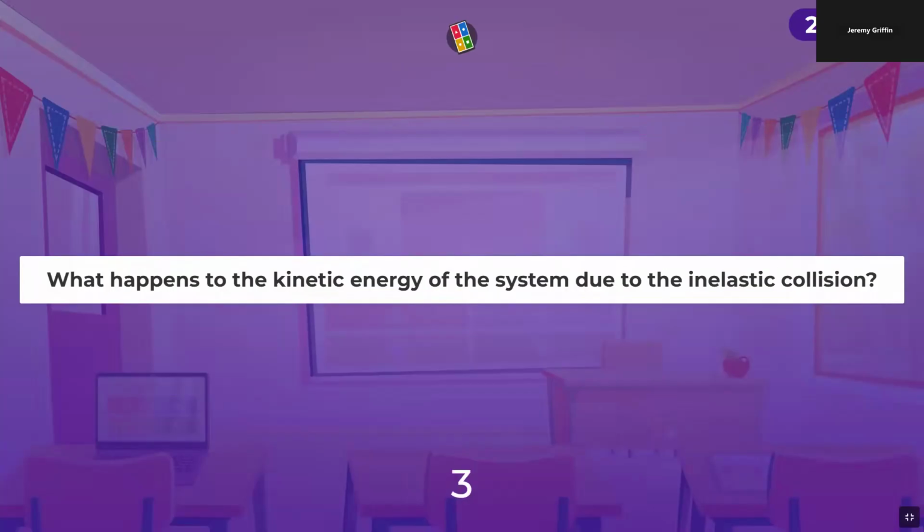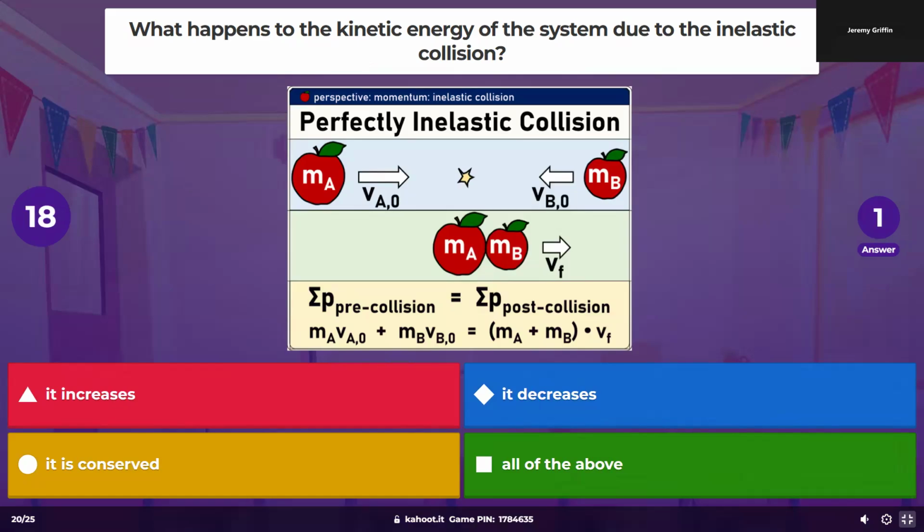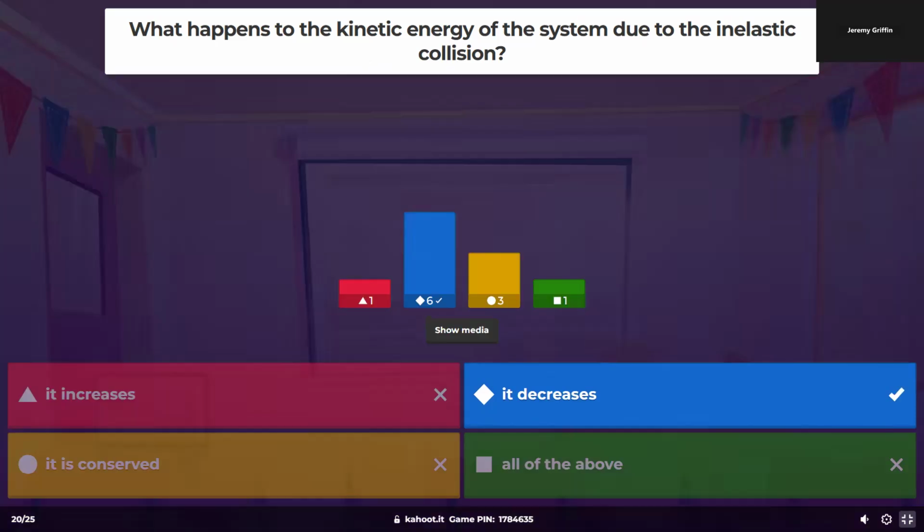What happens to kinetic energy due to the inelastic collision? Always during an inelastic collision, if you account for kinetic energy, always. Guys, kinetic energy will always decrease when the two objects stick together. Here, I'll give you a real simple example.